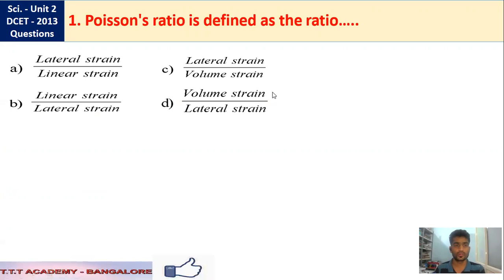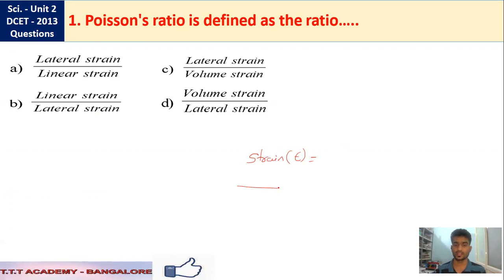Dear students, we should know about Poisson's ratio. Poisson's ratio is a ratio of strain. So before that, basically we need to know about strain. What is the meaning of strain? Dear students, strain is usually denoted by the letter epsilon. That is the change of dimension to original dimension.